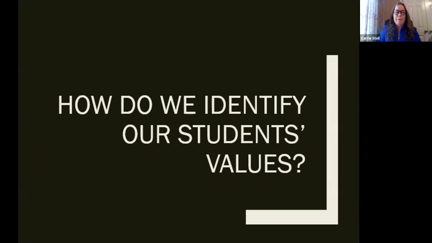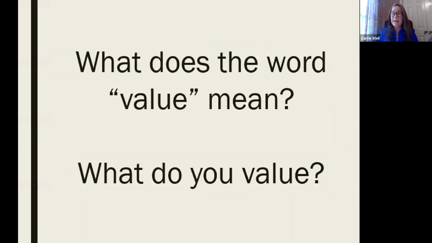So to begin, just exactly how do we identify our students' values? I began with a discussion and activity in my class where I asked my students, what does the word value mean to you? Of course, value has multiple meanings, and my students were quick to respond: how much something costs, what you pay for an item. And so I needed to establish with my students that what we were talking about in our class at that time, that value is an intangible thing. It's a characteristic, a quality that matters to you, that's important to you.